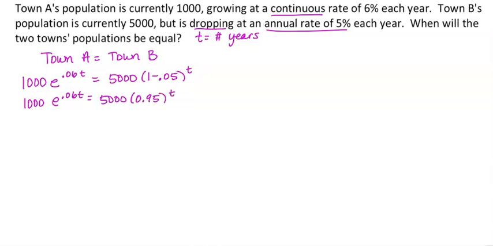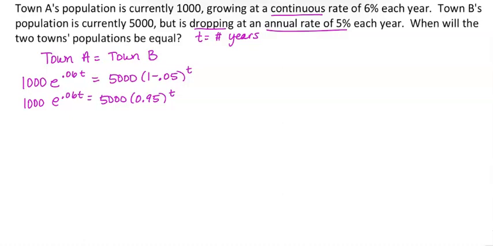Or if we simplify this, we have 1,000 e to the 0.06t is equal to 5,000 times 0.95 to the power of t. So we have an exponential equation that we need to solve, but it's a little more complicated than some of the past ones we've seen in that we have two exponential expressions with different bases. So this is one where we will have to use our properties of logs in order to help us to simplify.